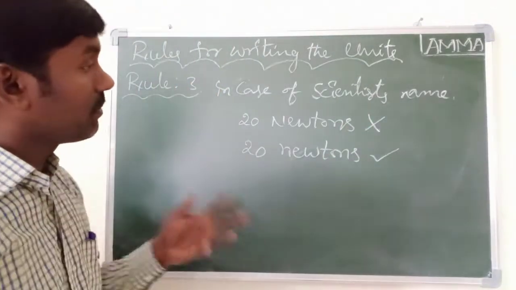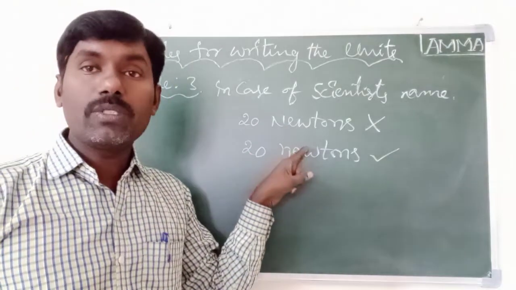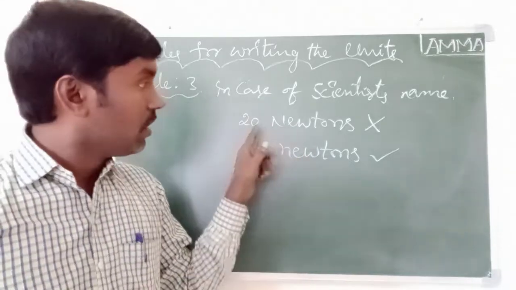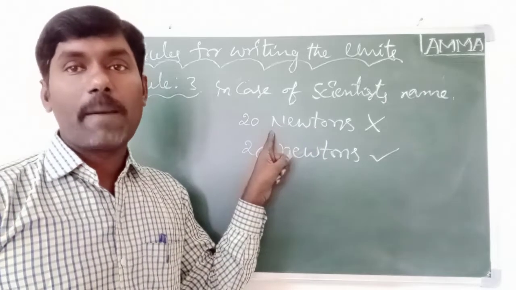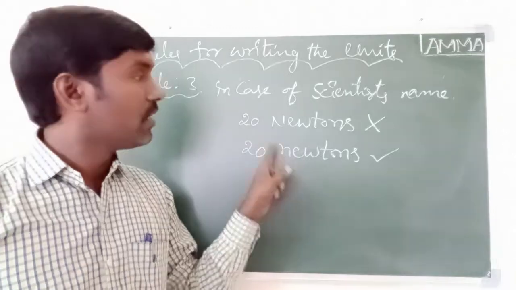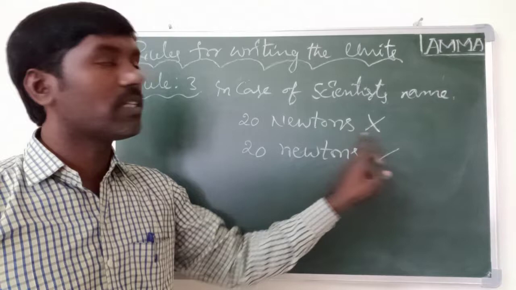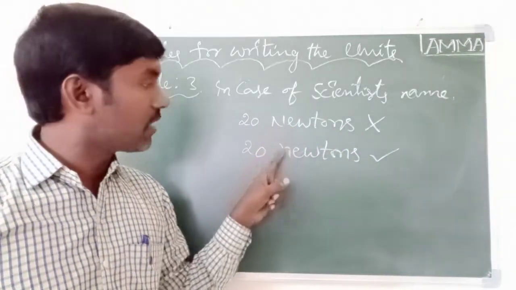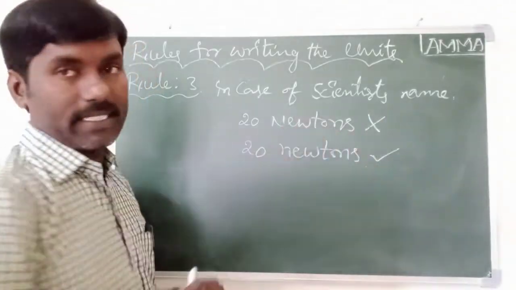What does it mean? When we represent any unit named in honor of a scientist, don't start with a capital letter. We have to start with a lowercase initial letter only. When you write the unit related to the complete name of the scientist, don't use a capital letter. Just begin with a small letter only. The capitalized form is not correct; this is the correct one.